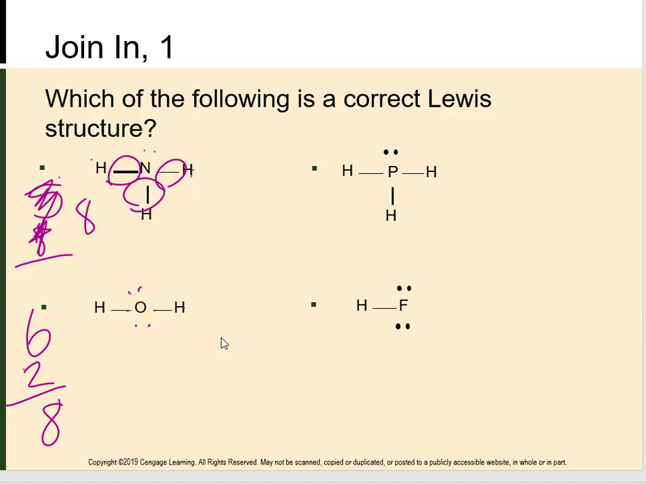Now everybody's happy. And if I look at this option, yes, H is good. H should have 1 and fluorine should have 7. So a total of 8. And right now there's only 1, 2, 3, 4, 5, 6. We would need another set of lone pairs on F.